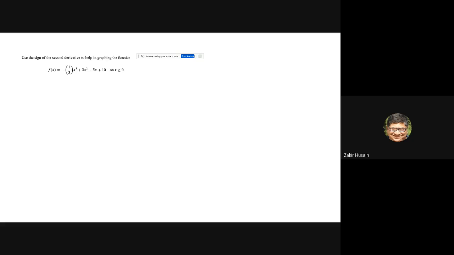Okay. Now, put in x equal to 0 in the f prime function. What do you get? If you put in 0, you will get minus 5. Yeah. If you put in 1, what do you get? Plus 2.